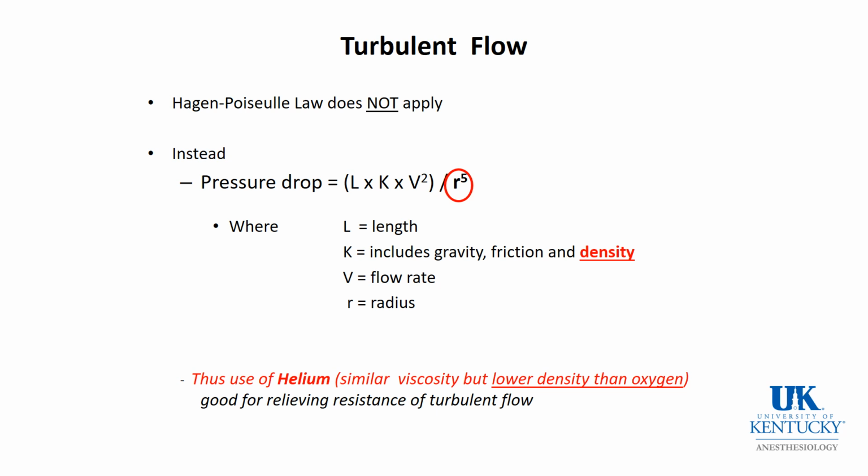And this is relevant to our practice in anesthesia when patients have turbulent flow either due to tracheal stenosis or obstruction in the tubing, that helium is useful, mainly for the reason that it has a lower density than oxygen. And because density is important in the pressure drop during turbulent flow, helium can improve flow when you have turbulent flow.